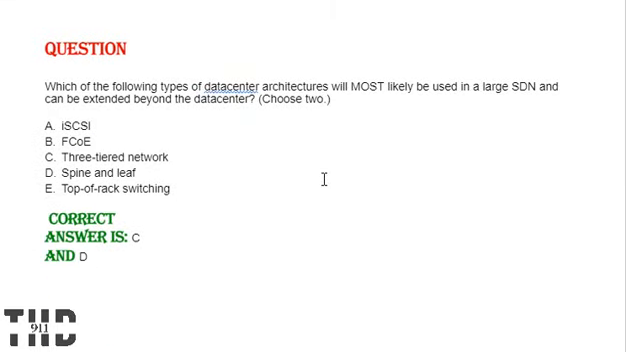Which of the following types of data center architectures will most likely be used on a large SDN and can be extended beyond the data center? Choose two. The options are: A, iSCSI; B, FCoE; C, three-tiered network; D, spine and leaf; and E, top of rack switching. The correct options are C and D.